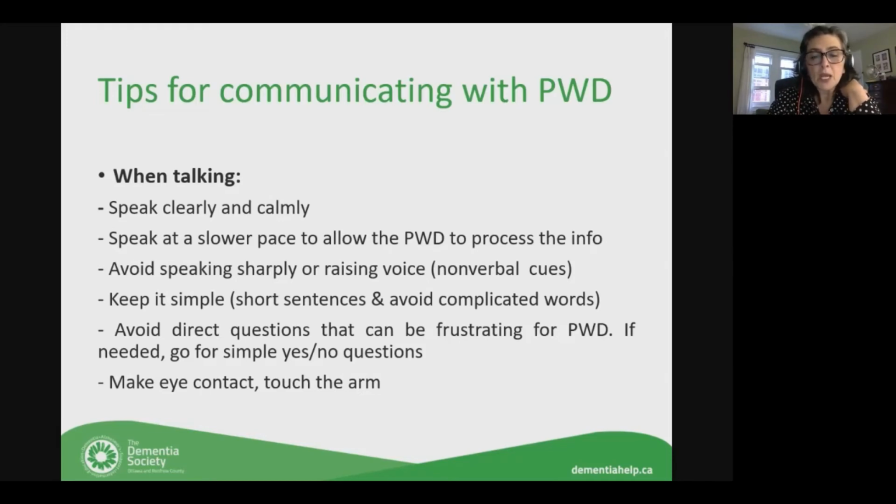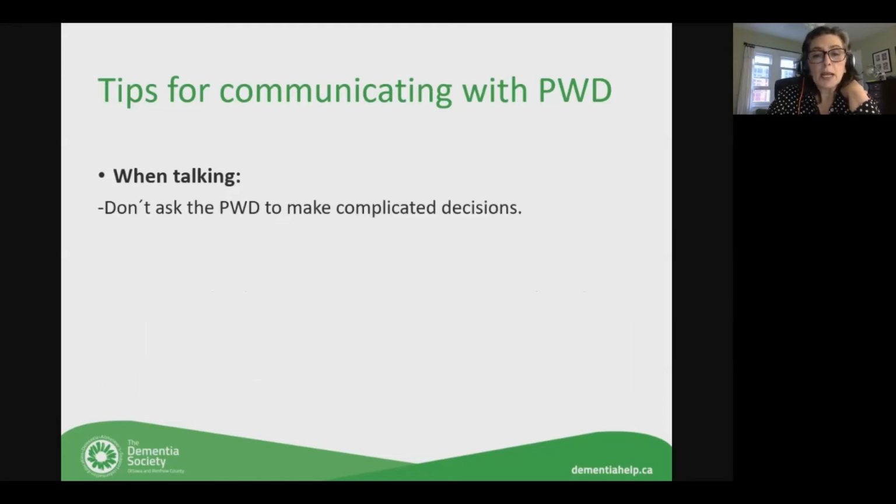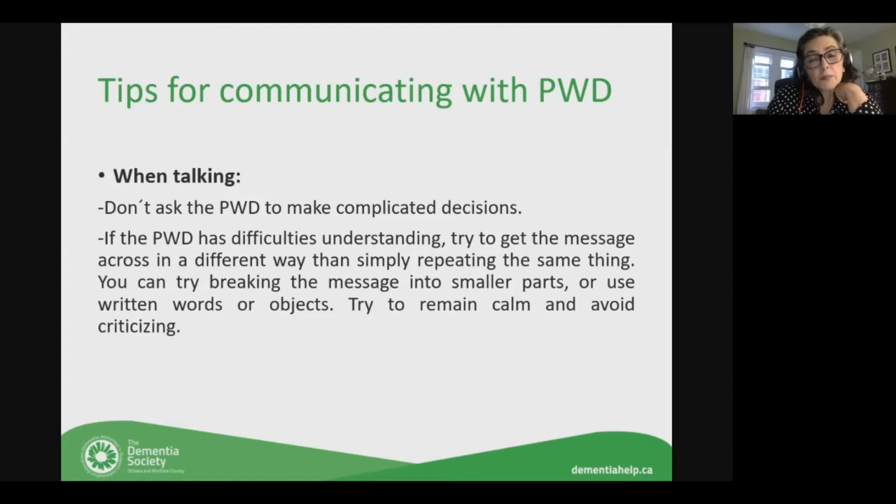So I've already talked about making eye contact and even gentle touch and so forth. These are all ways to reassure and to enhance communication. It's important not to ask the person with dementia to make complicated decisions. There should be simple choices, if even choices are given. And if they have difficulty understanding, are there ways to paraphrase? Is there a way to repeat?